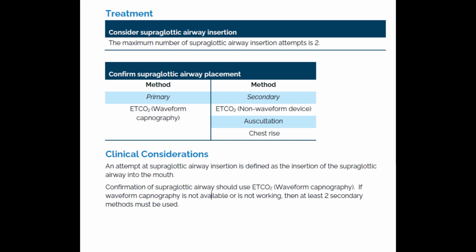In summary, the Supraglottic Airway Medical Directive provides clear guidelines for PCPs to follow when advanced airway management is necessary. By adhering to these protocols, paramedics can ensure that they provide the highest standard of care in critical situations, ultimately improving patient outcomes.